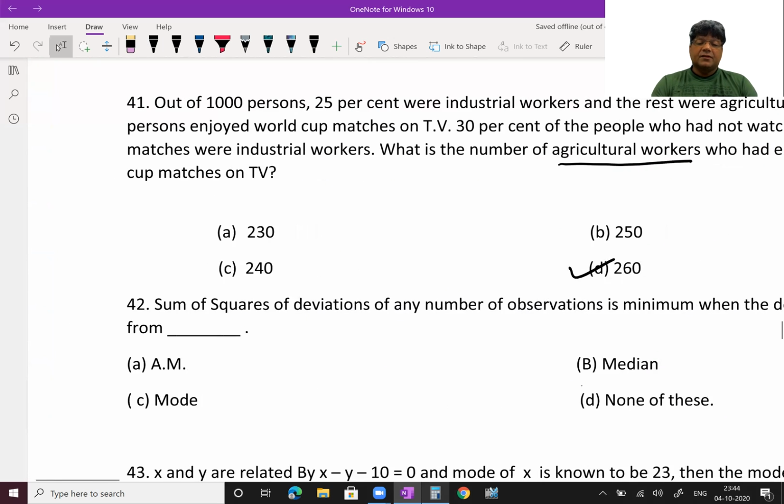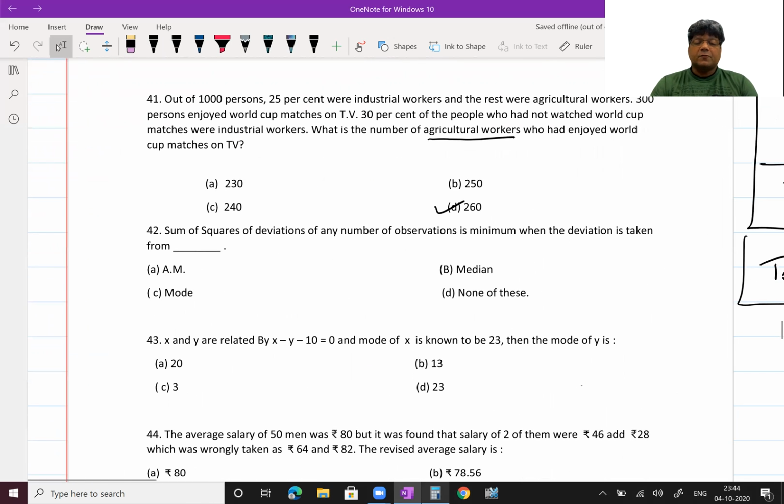Right, yeah. Now, guys, question number 42. Sum of squares of deviation of any number of observations is minimum if the deviation is taken from the arithmetic mean.